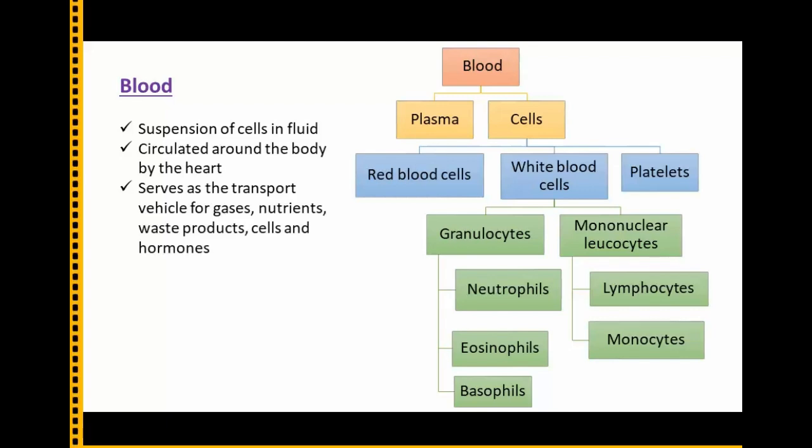White blood cells again we can divide into many. The first category is granulocytes. There are three: neutrophils, eosinophils and basophils.